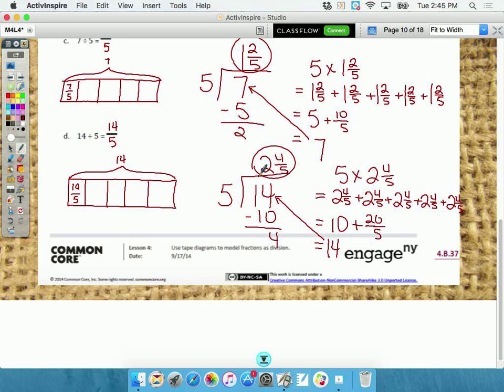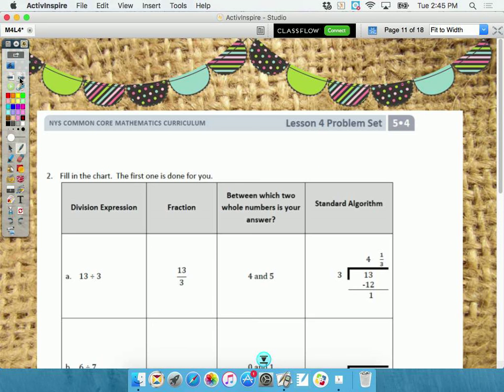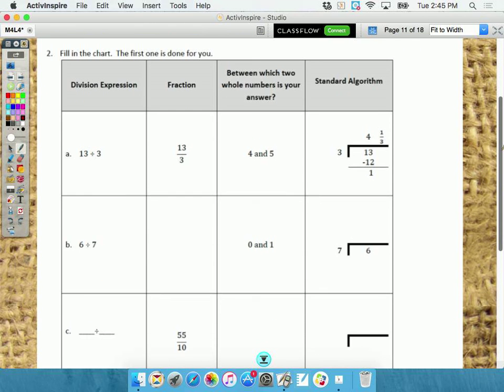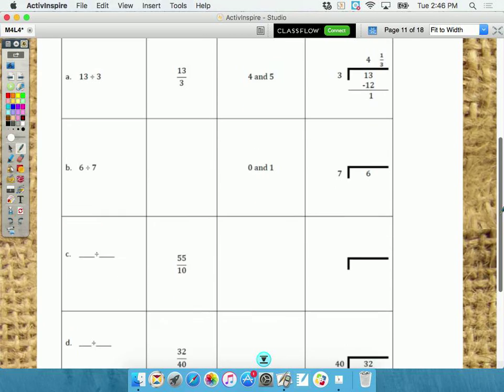All right, let's take a look at the second page. On the second page, the first one is done for us, and it says we've got to have a division expression, a fraction, between which two whole numbers is your answer, and that means on the number line, and then standard algorithm.